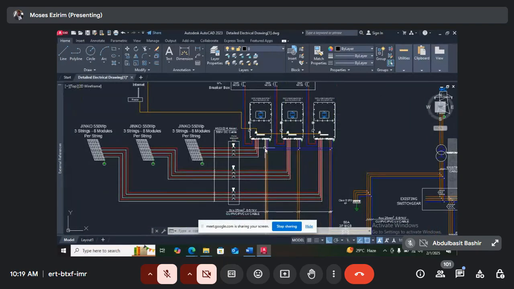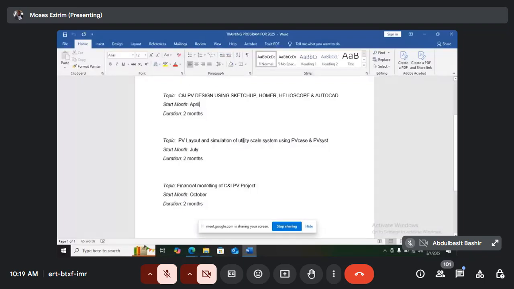This is a multi-line, multi-line where we stop. So then once we are done with that, the next one we are going to see by July is PV layout and simulation of utility scale system using PVKs and PVCs.